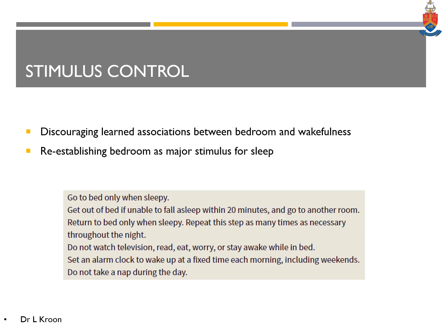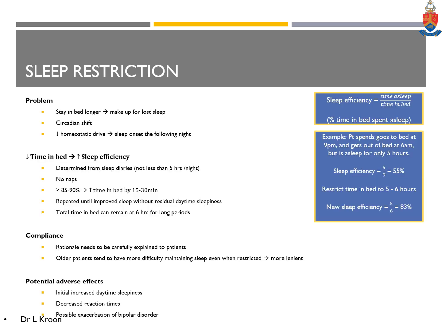So with regards to stimulus control, what we're trying to do here is to discourage learned associations between the bedroom and wakefulness. So as I mentioned, if you try to fall asleep and you can't, you get out of bed and go do something else. And then you climb back into bed when you are feeling tired. So you have to try to make that association that the bedroom is only used for sleep and not a working environment.